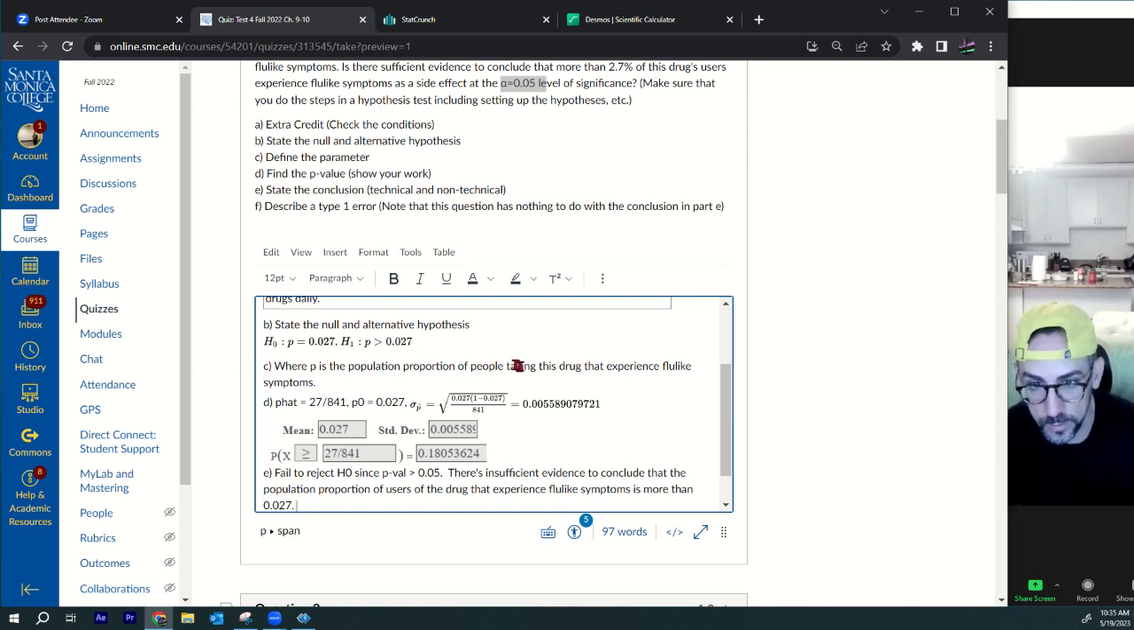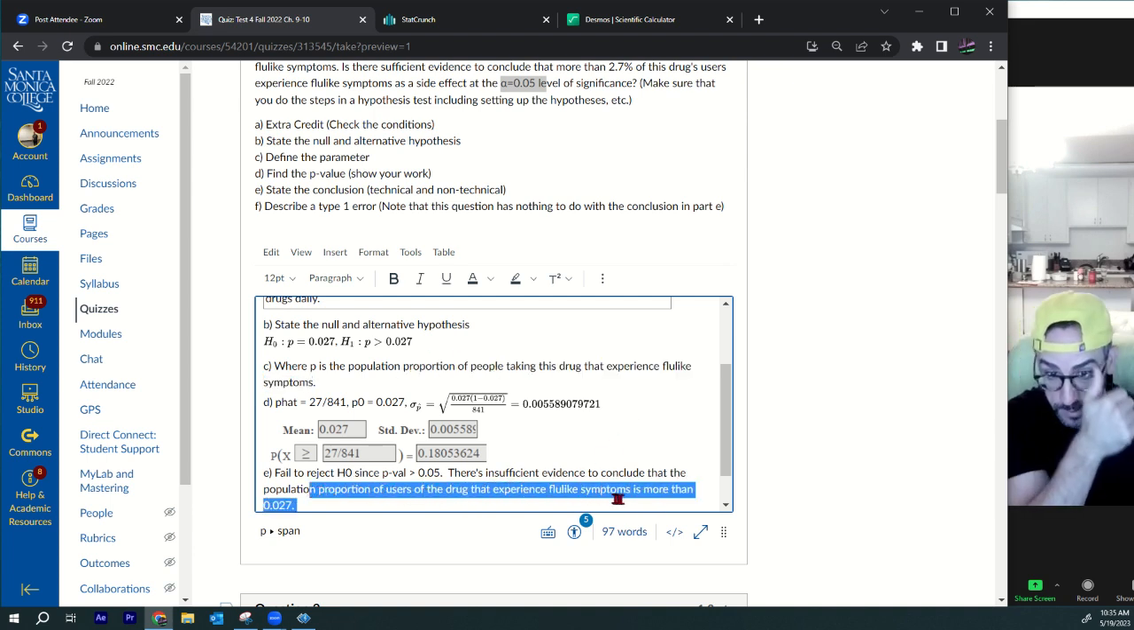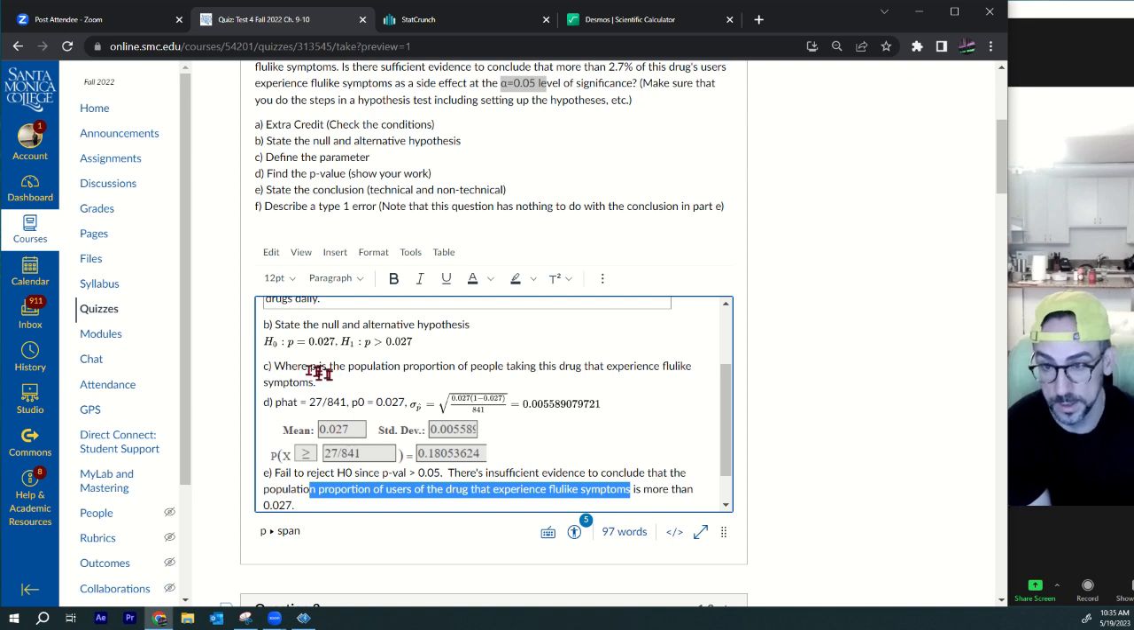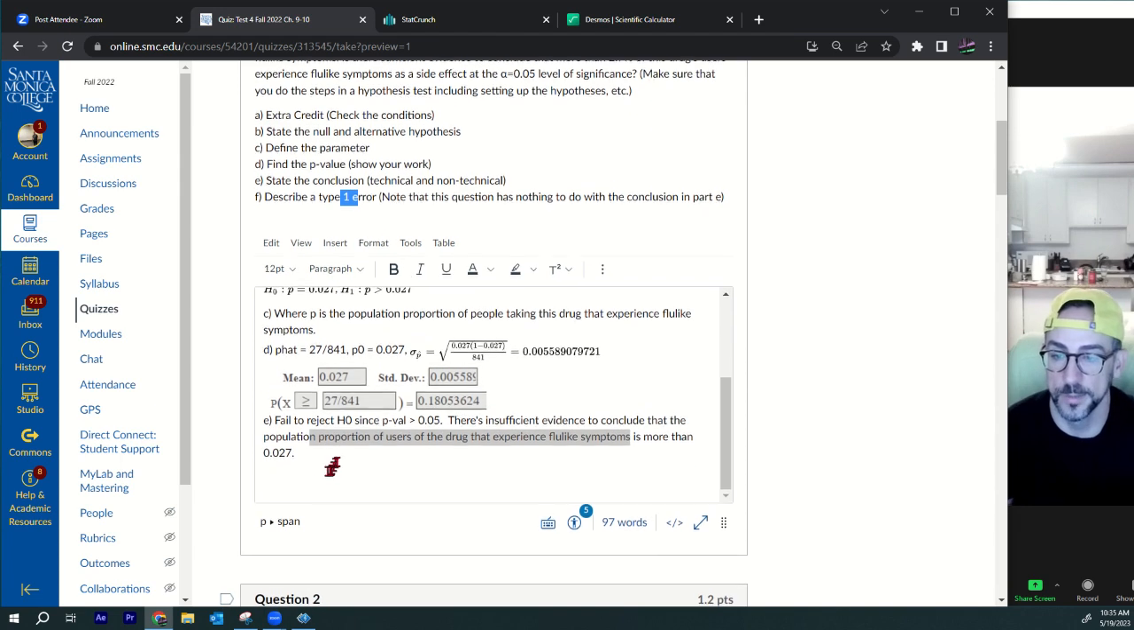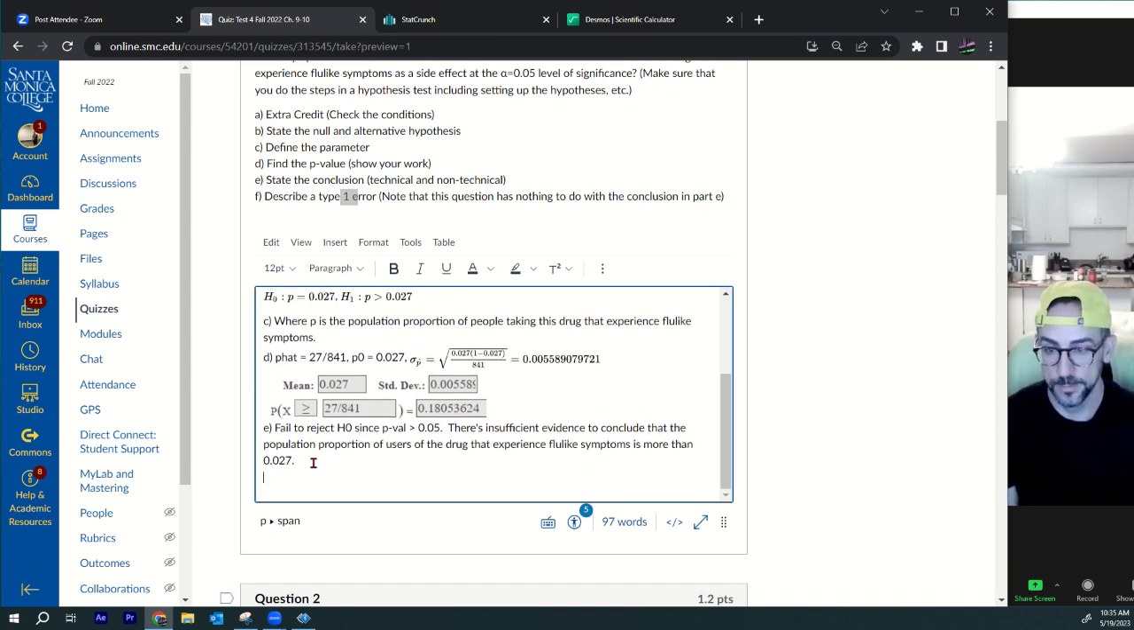Notice how I borrowed this language. Proportion of people taking the drug that experience flu-like symptoms. Proportion of people, users that experience flu-like symptoms. See how I just kind of borrowed the part C, the parameter. All right. F, describe a type 1 error. Well, this should say type 1 or type 2 error, because in this case it's a type 2 error. So we're gonna say for F, we'll say type 2.